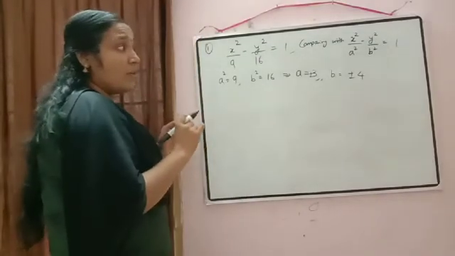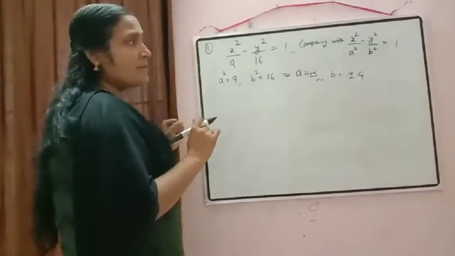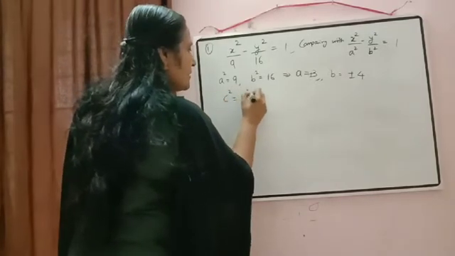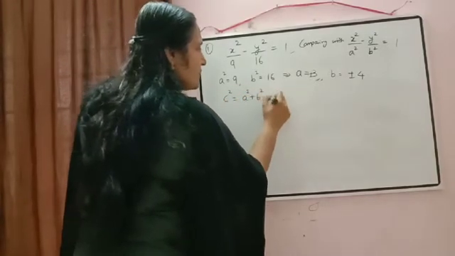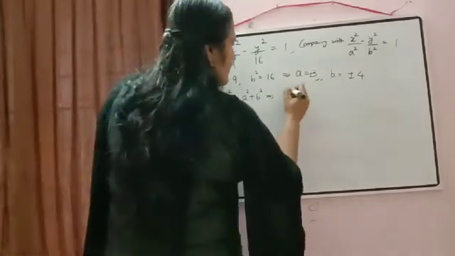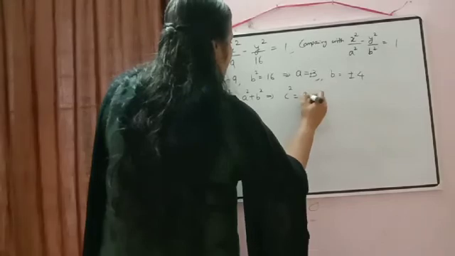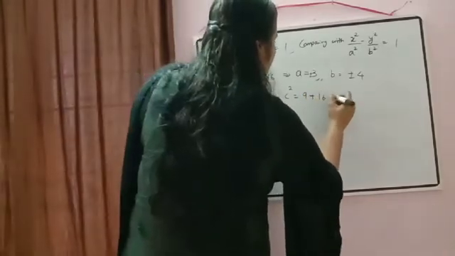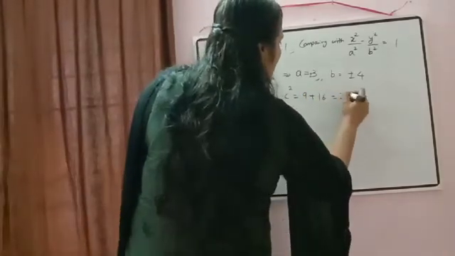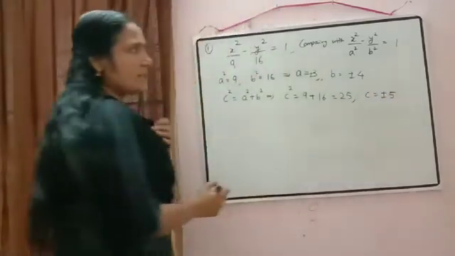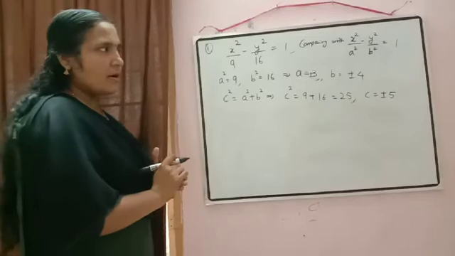Now next what we want? We need the value of c. Okay. So the relation is c square is equal to a square plus b square. Now just substitute the values. c square is equal to a square, that is 9, plus b square, 16. So what we will get? c square is equal to 25, or c is equal to plus or minus 5. So we got the value of c.